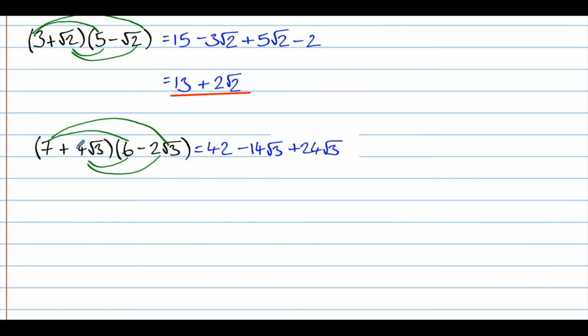And finally, the last terms, 4 root 3 times minus 2 root 3. Well, we've got a minus there. 4 times 2 is 8, and root 3 times root 3 is 3. So we've got 8 times 3, that's 24. Okay, so 42, take away 24, that will be 18. And then minus 14 plus 24, that will be plus 10, and that's how many root 3s we've got. So our final answer is 18 plus 10 root 3.